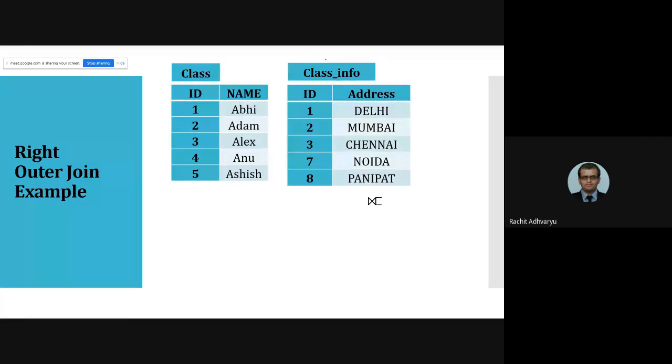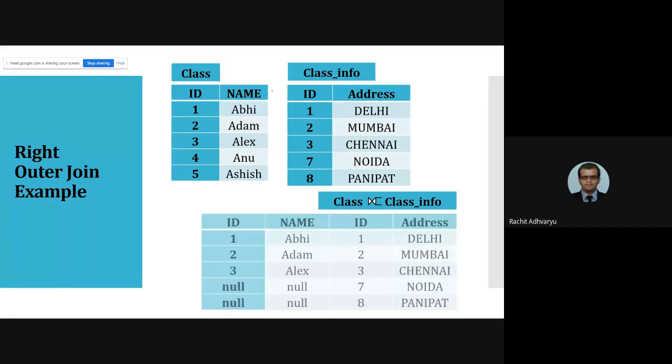Let's see the example. Again, we can join. We have ID as a same column or a common column. So how will the right outer join work? It will show all the data of the right table. So let's see all the data of right: 1, 2, 3, 7, 8, and Delhi, Mumbai, Chennai, Noida, and Panipat. So all the data of the right table has been displayed.